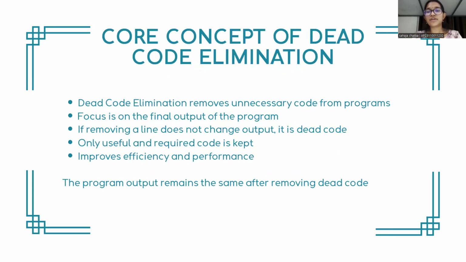The core concept of dead code. In a simple way, if we ask the question, if we remove this line of code, will the output change? If the output does not change, then the code is not useful. The compiler removes such code and keeps only the necessary part. This helps in reducing program size and improving execution speed. The most important point is that the output must remain exactly the same.